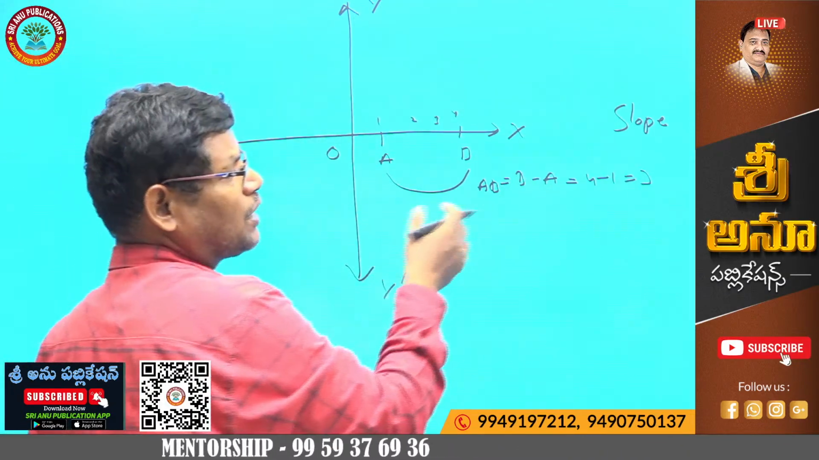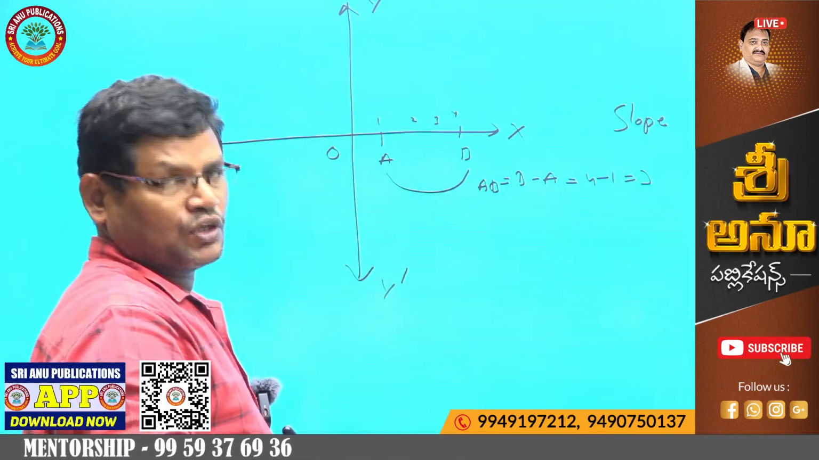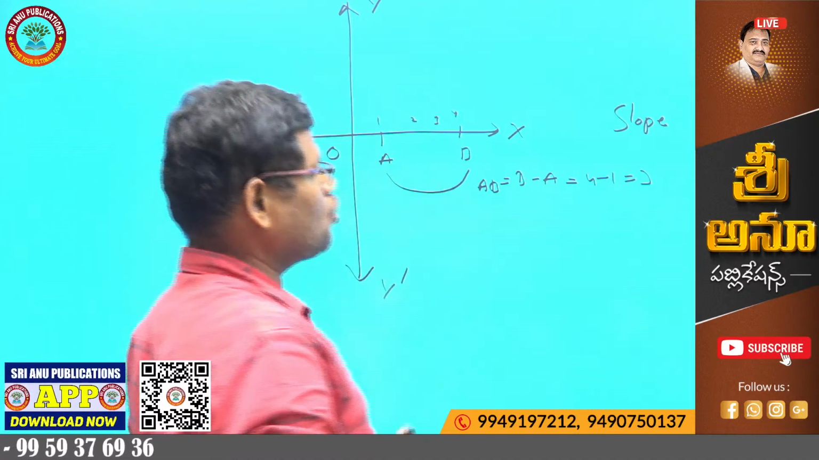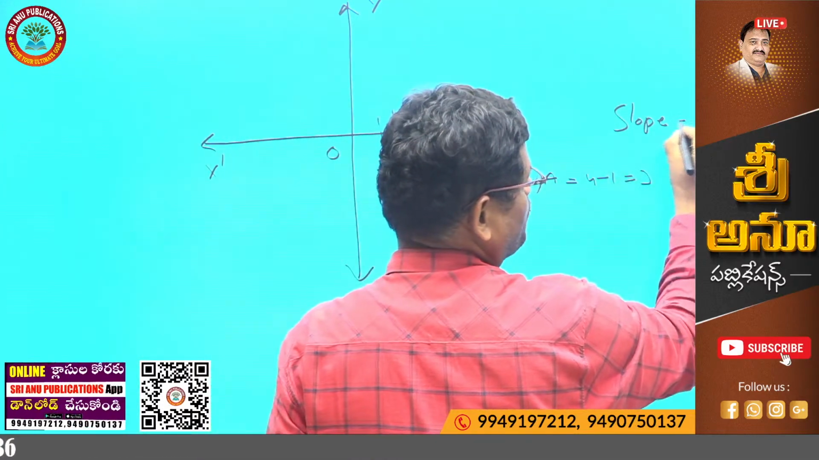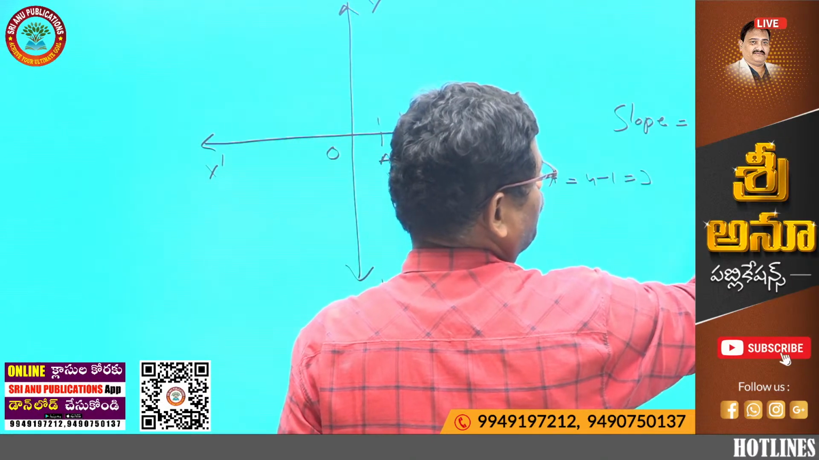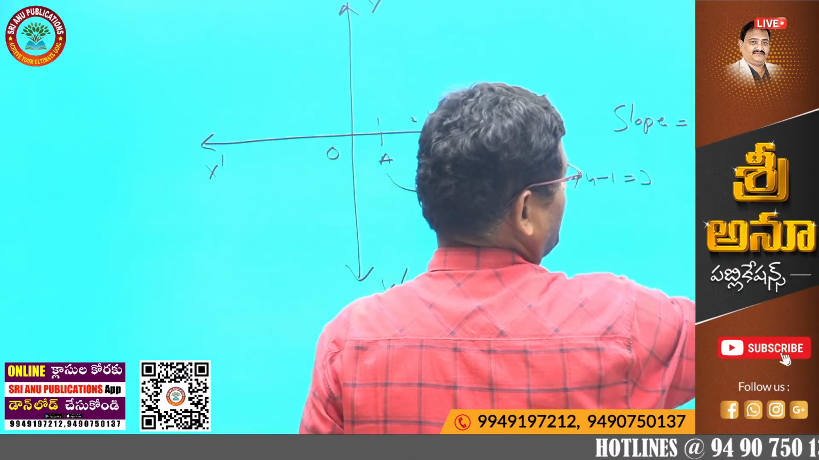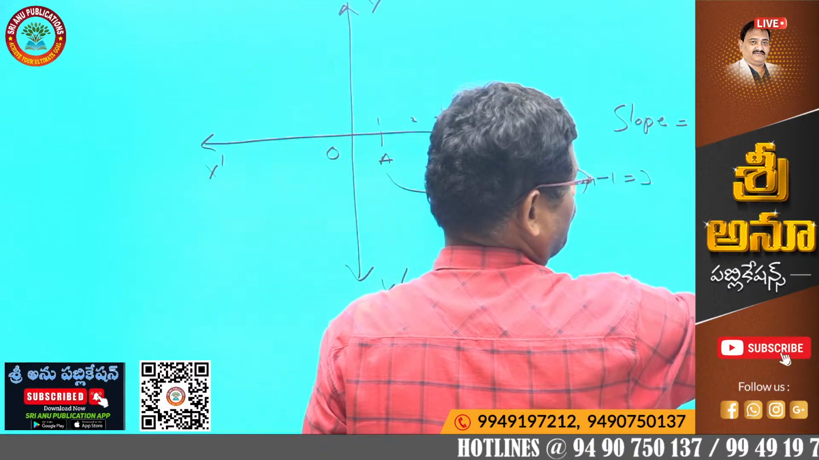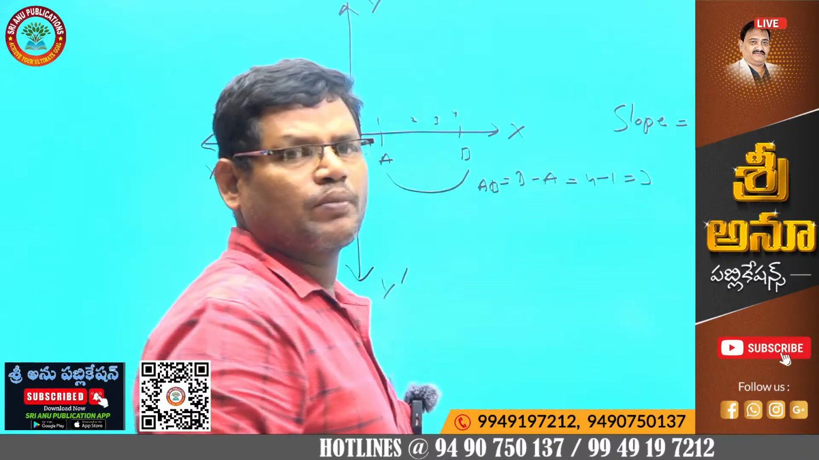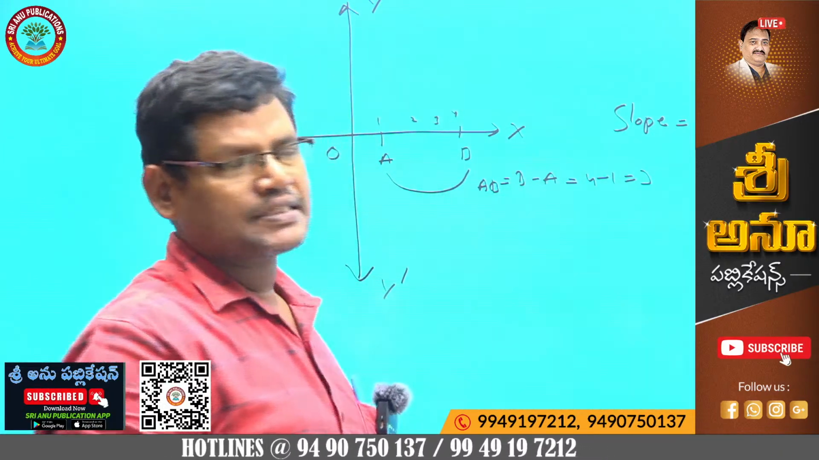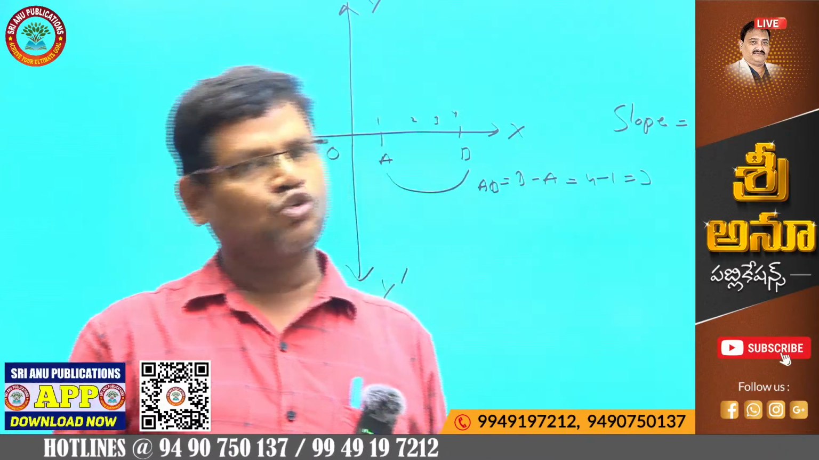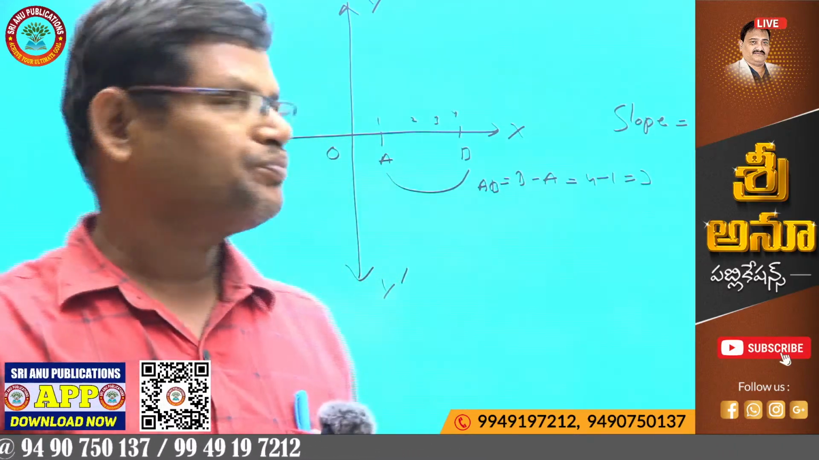So by using this, you want to find the slope. How to find the slope of 2 points? The slope, we represent it as m, is nothing but y2 minus y1 by x2 minus x1. Up to 10th class, there is a formula to find the slope. That's what we are discussing here.